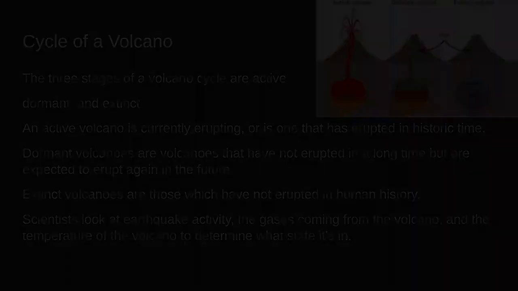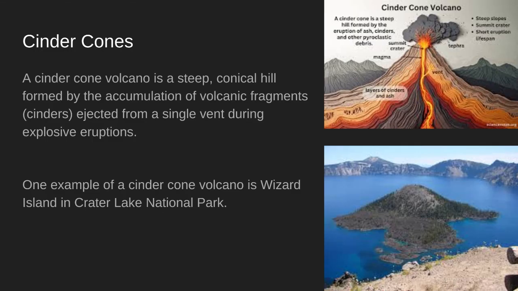Finally, let's discuss the four main kinds geologists generally group volcanoes into, starting off with cinder cones. A cinder cone volcano is a steep, conical hill formed by the accumulation of volcanic fragments or cinders ejected from a single vent during explosive eruptions. One example of a cinder cone volcano is Wizard Island in Crater Lake National Park.